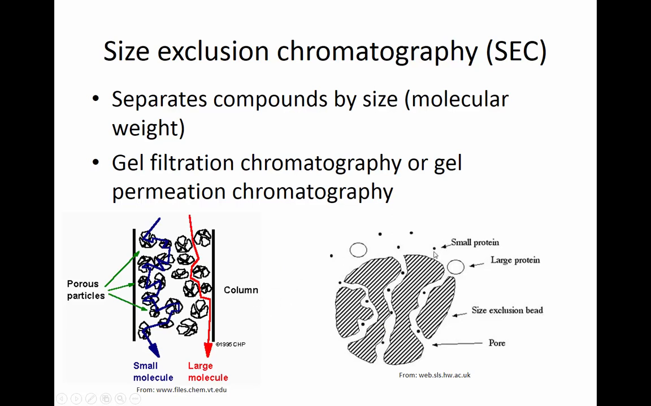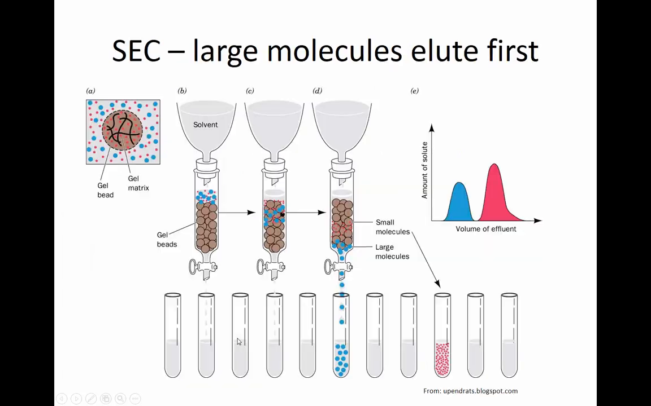And the smaller molecules, proteins or whatever, are going to get hung up in these pores. And so they're going to take the long and tortuous path through the size exclusion chromatography column. Whereas bigger molecules, larger proteins, aren't going to be able to get into those pores. So they are going to take the easy way through the column. And that allows the large guys to come out first and the small guys to come out last.